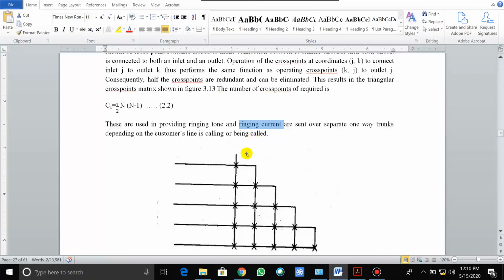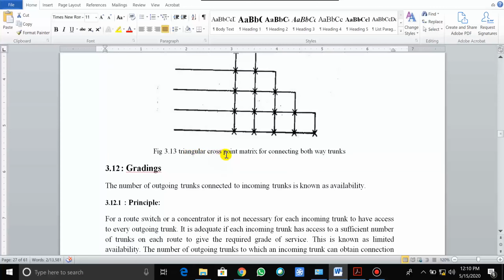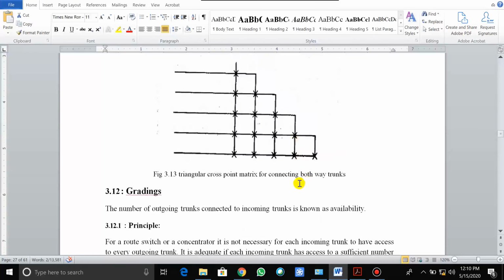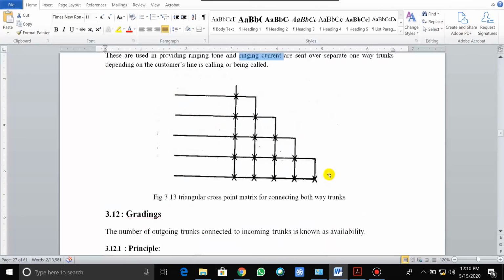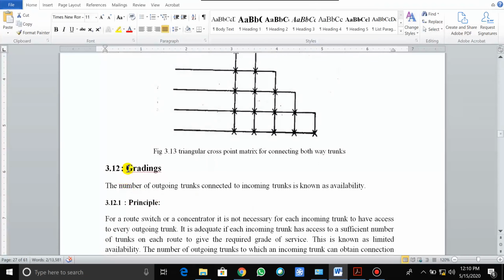Have you understood? Next, this is a triangular crosspoint matrix for connecting both-way trunks. So this is the representation of a triangular crosspoint matrix. Next, grading. The number of outgoing trunks connected to incoming trunks is known as the availability. That means how many trunks are going out and how many trunks are coming in is nothing but the availability.